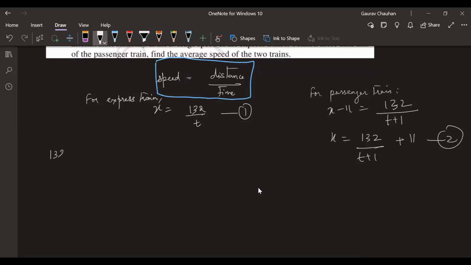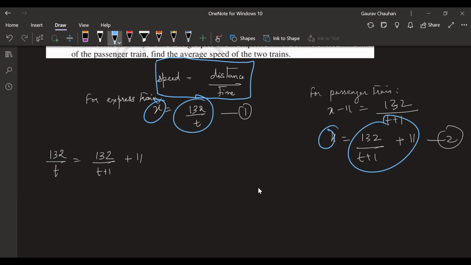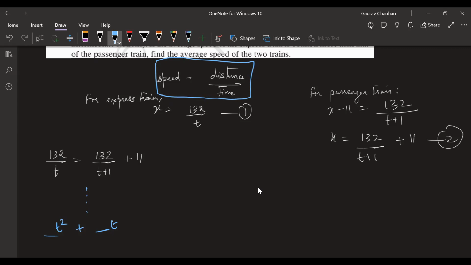So right now what you will get is 132 by t is equal to 132 by t plus 1 plus 11. Basically, this is also x equal to this, this is also x equal to this, so I'm equating both of them. If you do this, you will end up getting a quadratic equation in t. Something you will get like this, and you will solve that. You will get time, but then you will have to put that t in this equation to find x. But it is not necessary that we do that double step.